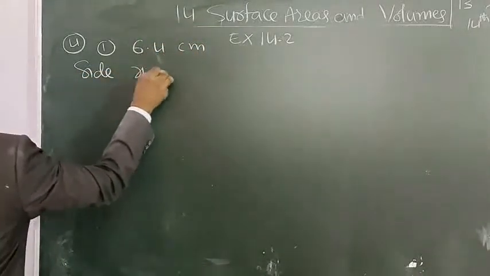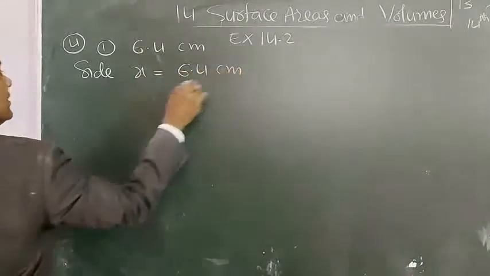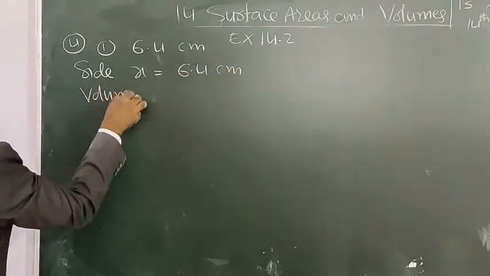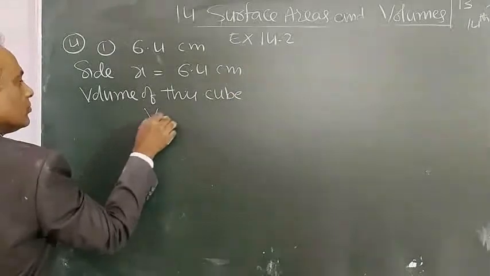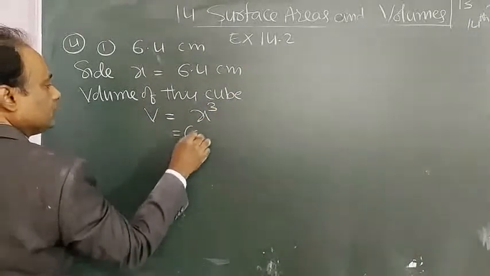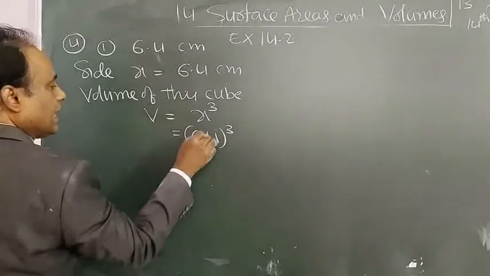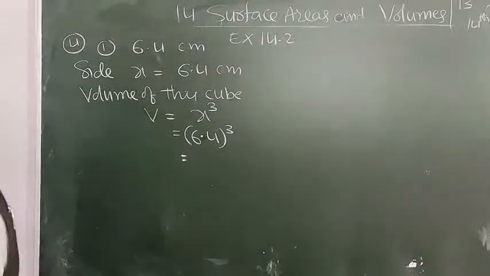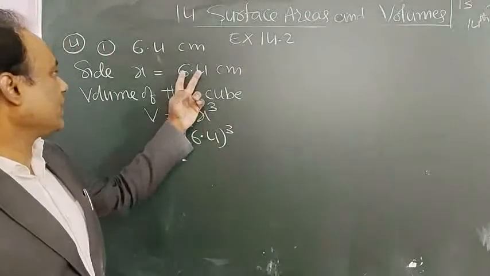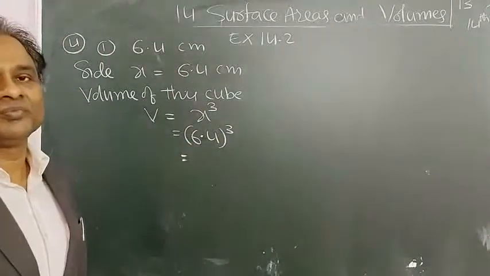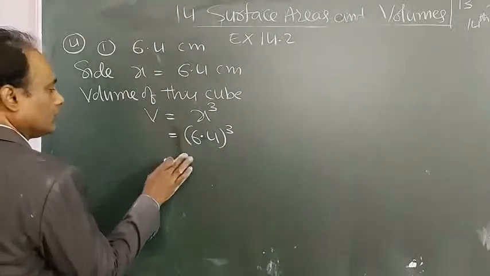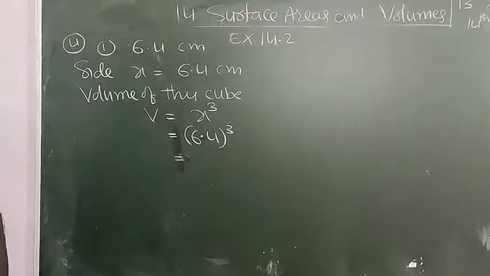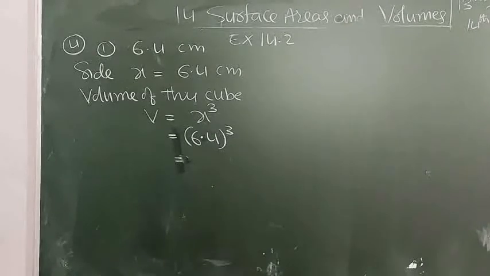Side x is equal to 6.4. Volume of the cube. What is the volume of the cube formula? Direct formula: x cube. x is 6.4, so 6.4 whole cube.